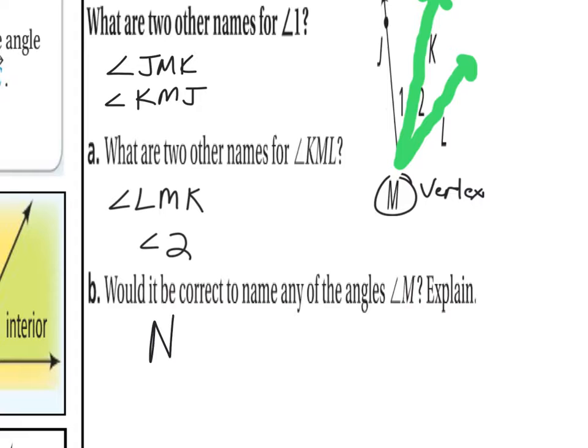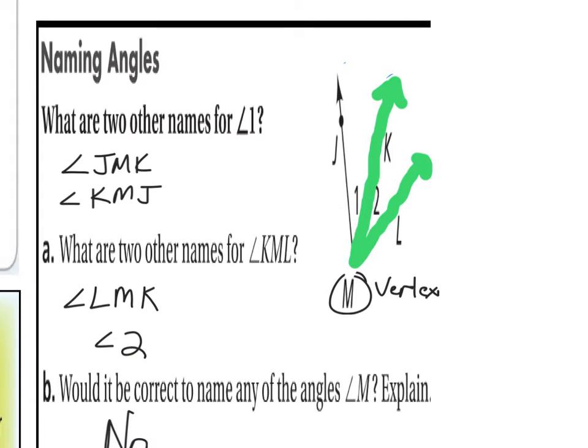The answer is no, because as you look at this picture, just like I said, angle M is here in the middle, but if I just say angle M, am I talking about 1, 2, or am I talking about the whole angle? You don't know. So that's why when you have two angles in one spot, two angles that share the same vertex, then you cannot name that with one letter.